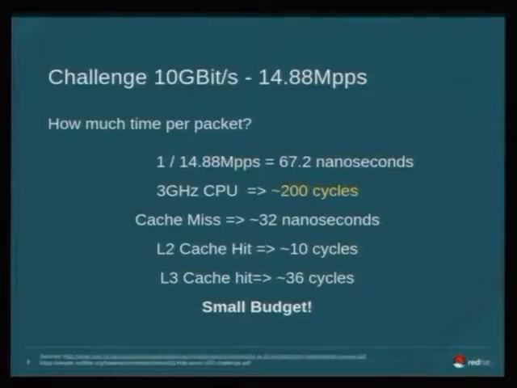To put this in perspective, one cache miss takes about 32 nanoseconds. This depends on the platform and the CPU, so it's just an approximate number, but you can see it's pretty much half of our budget. So with 2 cache misses, we have already lost a packet. An L2 cache hit is about 10 cycles. An L3 cache hit is 36. So in other words, it's a very small budget to deal with.